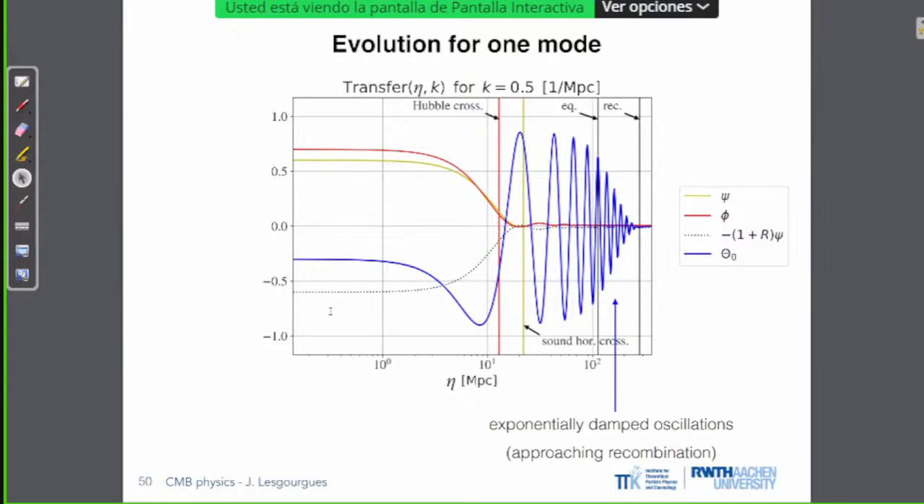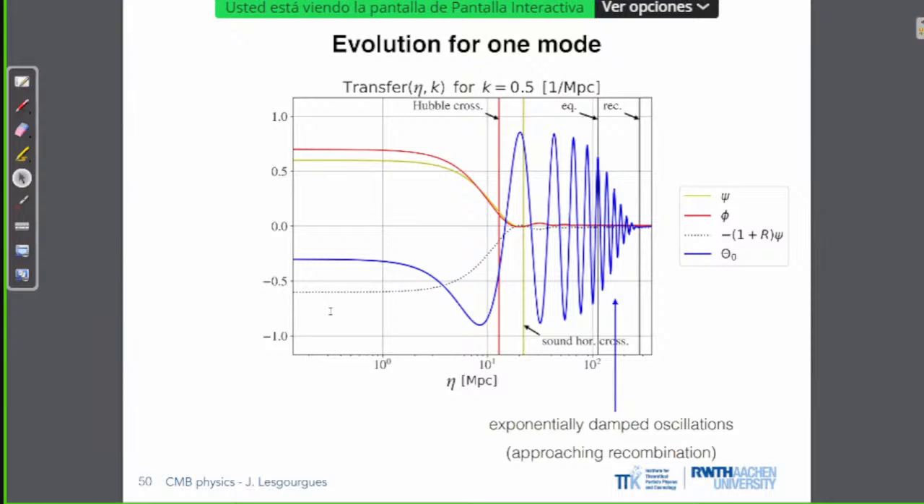be exponentially damped. And this mode is not interesting anymore for CMB physics because at the time of decoupling, we have completely washed out theta 0. We will see that this mode contributes to the tail of the CMB spectrum. So smaller modes would be more interesting, smaller k, because they did not decay completely at the time of decoupling.